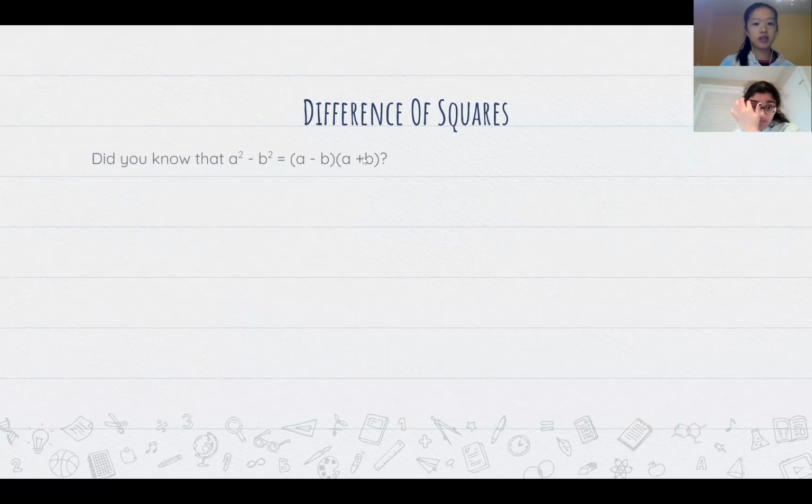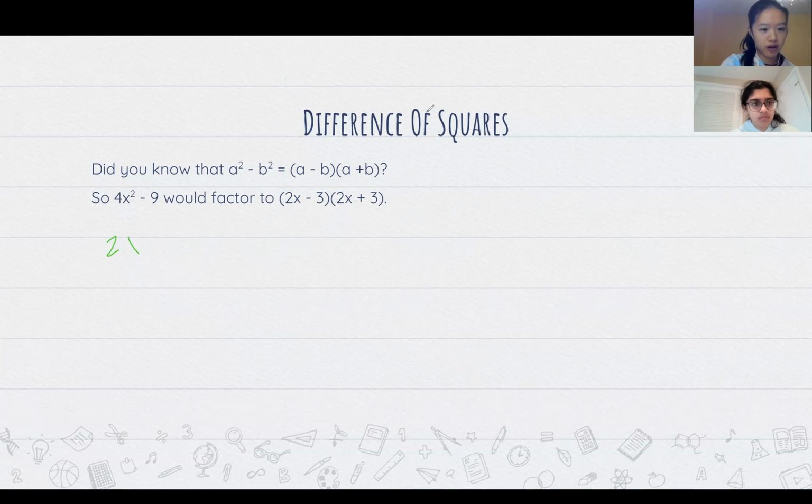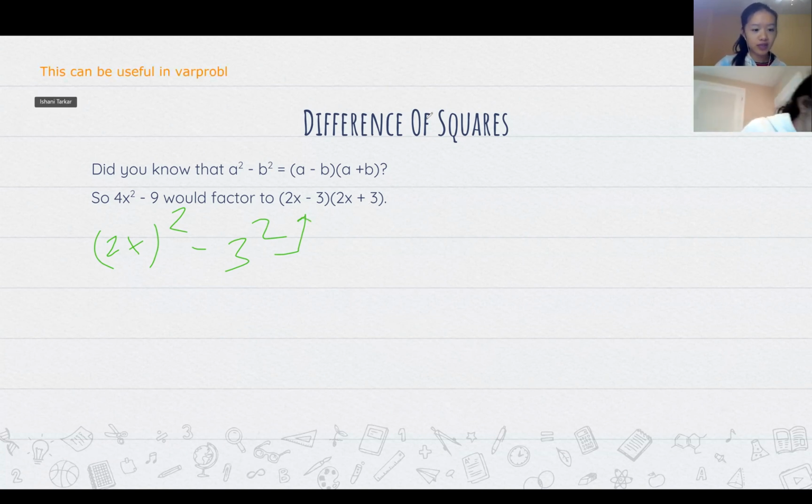This is basically, if you have two numbers and you multiply their sum and their difference together, you'll get the difference of their squares. For example, 4x squared minus 9 is basically 2x squared minus 3 squared. So this would factor to 2x minus 3 times 2x plus 3. So yeah, this is pretty useful.